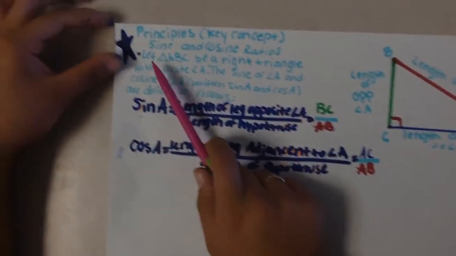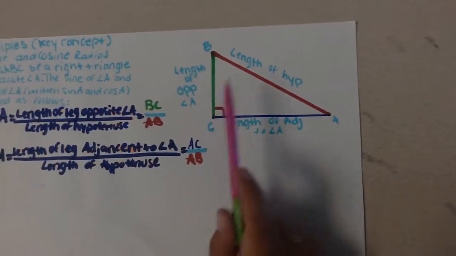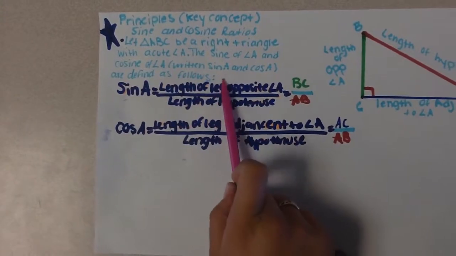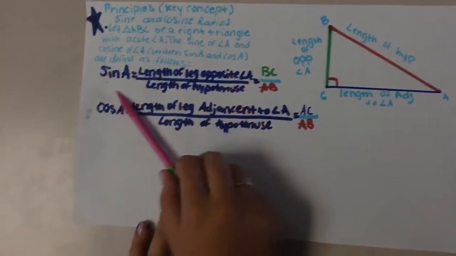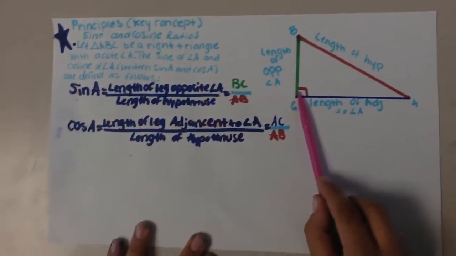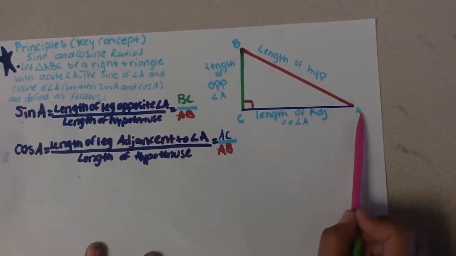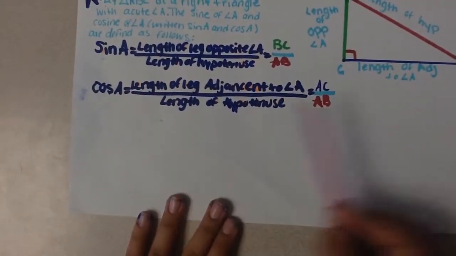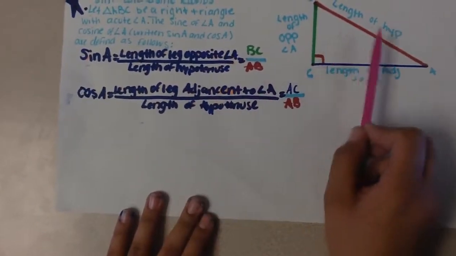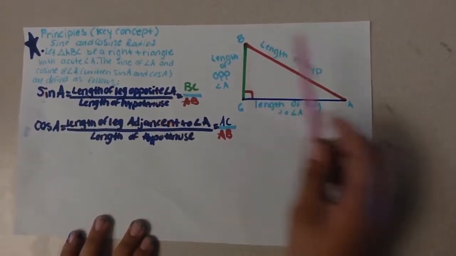So we're going to start off with the principles of sine and cosine ratios. Let triangle ABC be a right triangle with the right angle at C. The sine of angle A and the cosine of angle A, written sine A and cosine A, are defined as follows. The sine of A is the length of the leg opposite angle A, which is this leg right here, over the length of the hypotenuse, which is BC over AB. The cosine of A is the length of the leg adjacent to A, which is right here, over the length of the hypotenuse, AB, which is AC over AB.